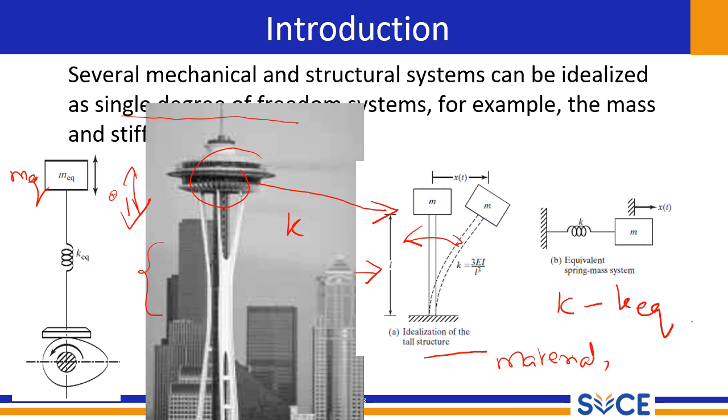The stiffness formula, as we know, is k equals 3EI divided by L cubed, where E is Young's modulus and I is the moment of inertia. This equation shows the relationship between the stiffness, modulus of elasticity, moment of inertia, and length of the structure. By representing complex systems like the Space Needle as simple spring mass models, we can use well-established equations and principles to predict their behavior under various loads and conditions. This is the power of the single degree of freedom idealization, providing valuable insights through simplification.